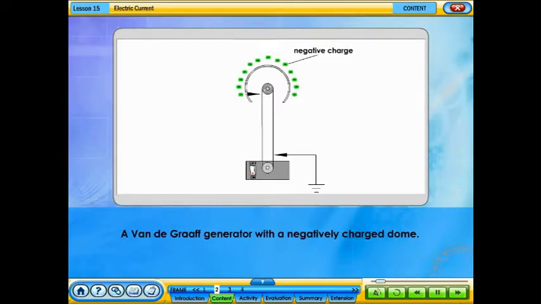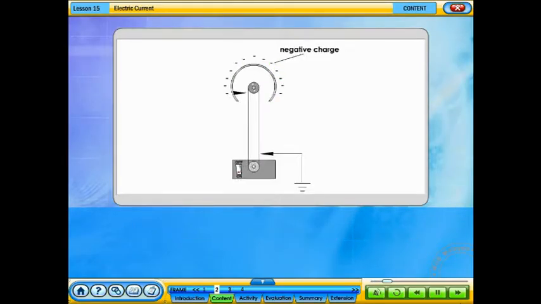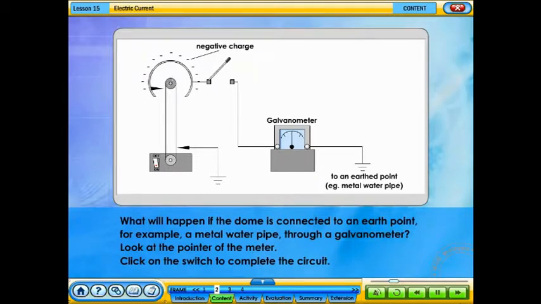Consider a negatively charged dome. What will happen if the dome is connected to an earth point, for example, a metal water pipe, through a galvanometer? Look at the pointer of the meter. Click on the switch to complete the circuit.